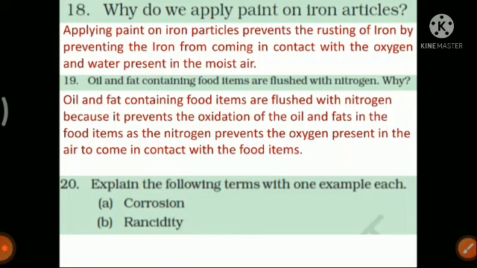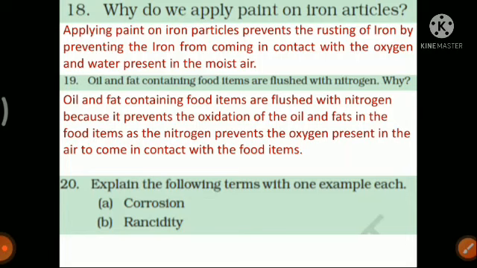So if you apply a paint on the surface of iron particle, then what happens? Iron surface cannot directly come in contact with water and air. Instead of the iron surface, the paint will come in contact with water and air. So therefore, rusting cannot occur.